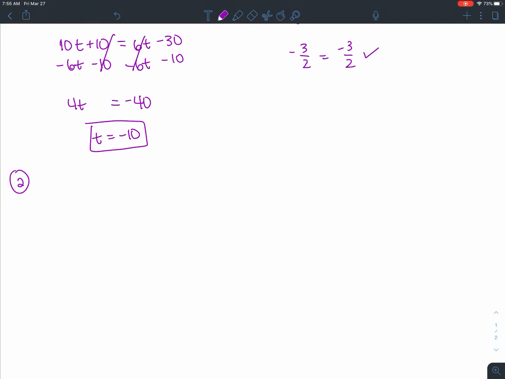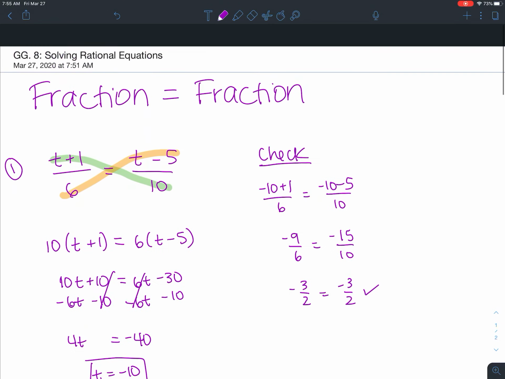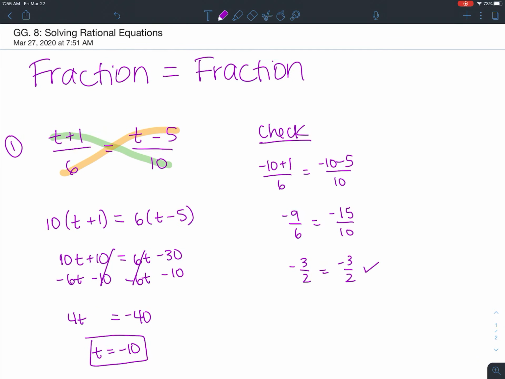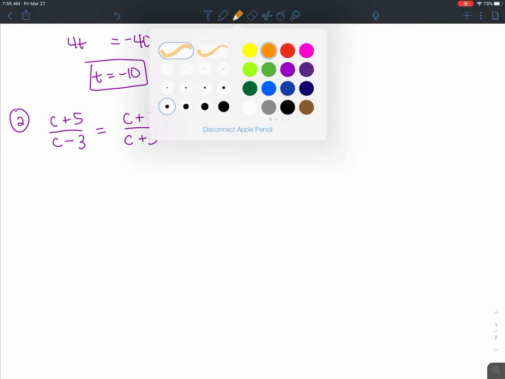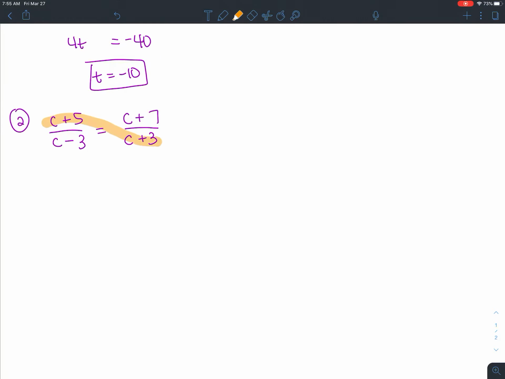Problem 2, we're going to step it up a little bit. We're going to get c plus 5 over c minus 3 equals c plus 7 over c plus 3. Do I have a fraction equal to a fraction? Yes, then I can move on with cross multiplication. Those two multiply, and those two multiply. So I get c plus 5 times c plus 3, still equal to c plus 7 times c minus 3.